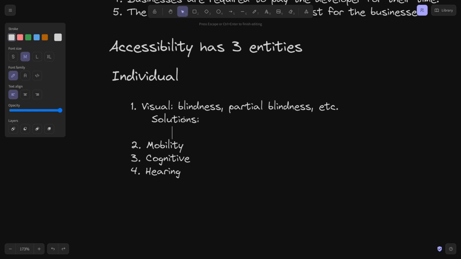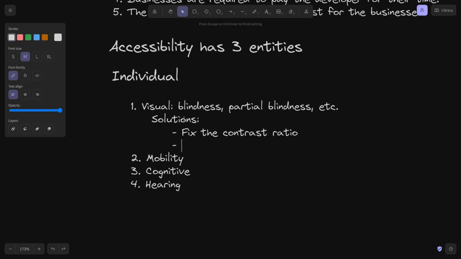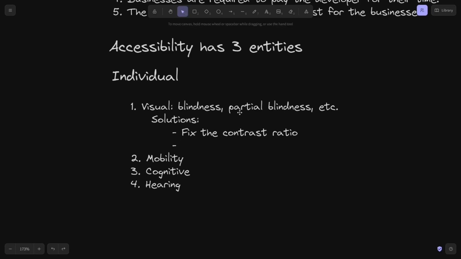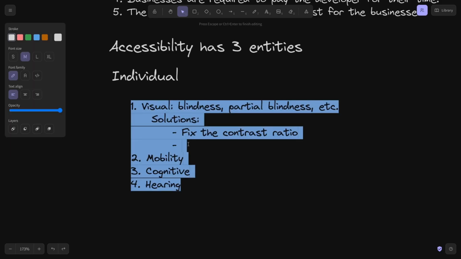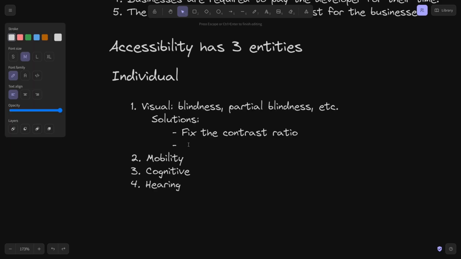Well, the solutions are basically to fix the contrast ratio, right? Contrast ratio is one of the standardized solutions in web to take care of visual problems. So if you look at this particular background, it's black, and we are writing the text in white. So the black and white contrast ratio is quite good. This is an example of when I say fix the contrast ratio of your site or app. So do not use, say, a white background and then a light color of text.